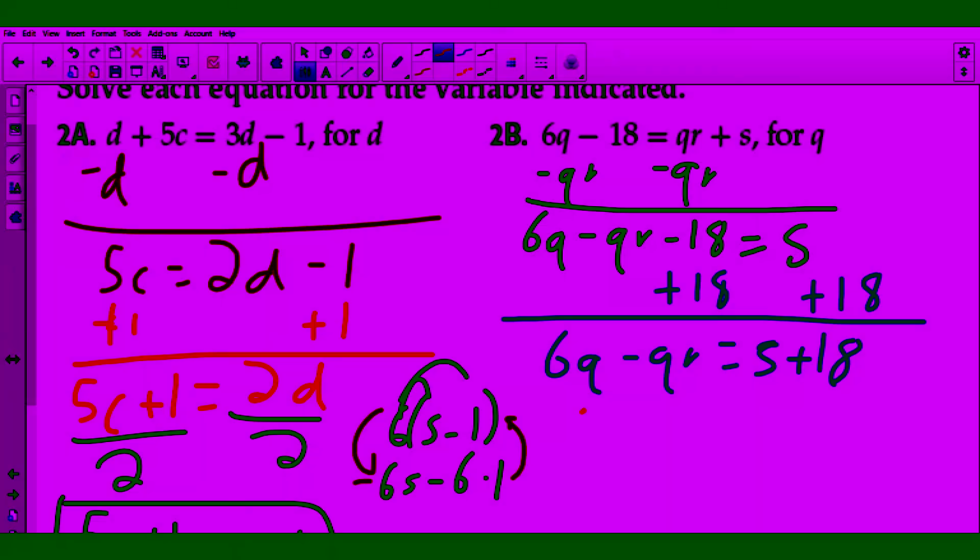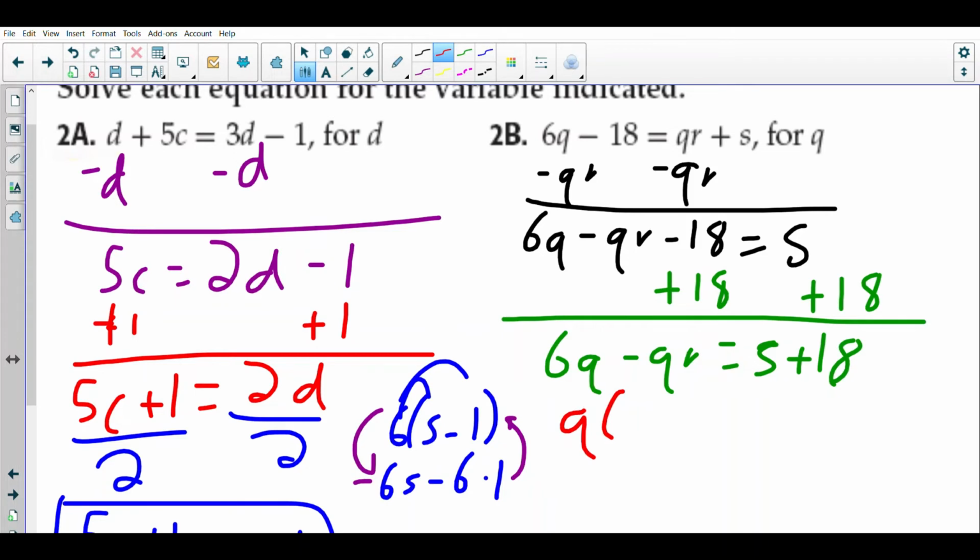I'm going to take out a q from both of them. So all I'm left with is 6 minus r is equal to s plus 18. So I actually factored. Now that 6 minus r is just a number. It's whatever r is, it makes a number. So I'm going to divide by 6 minus r on both sides.